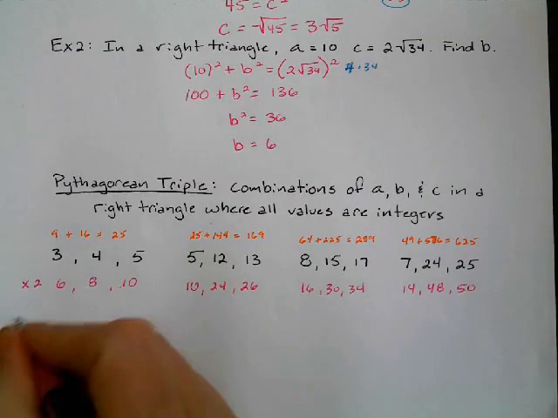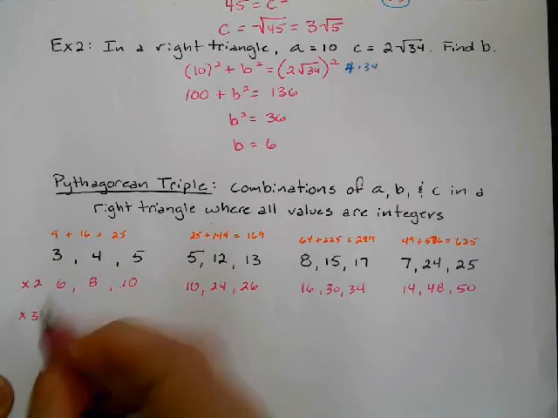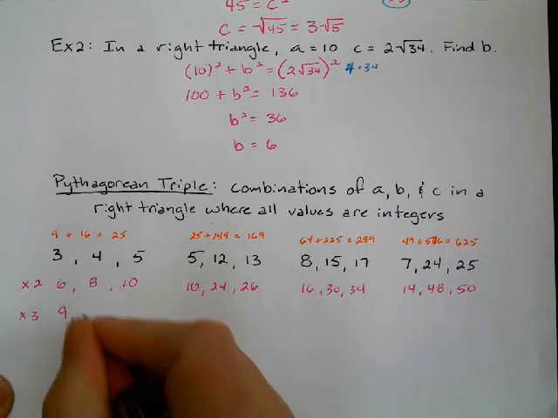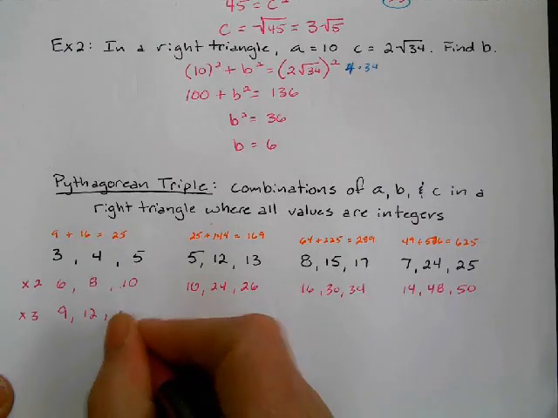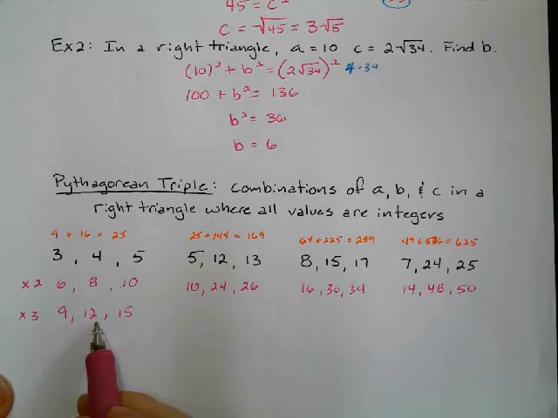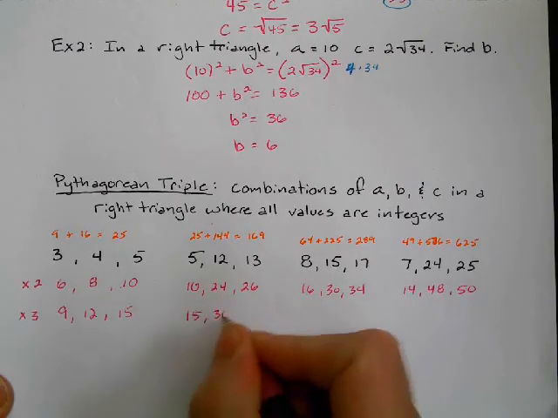I could do another pattern with 3s. So 3 times 3 is 9. 4 times 3 is 12. 5 times 3 is 15. 81 plus 144 is 225, so it works. So I could get another pattern here, 15, 36, 39.